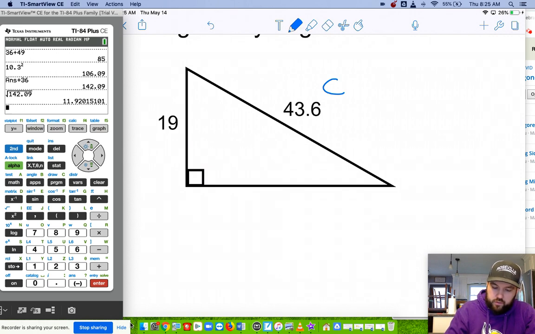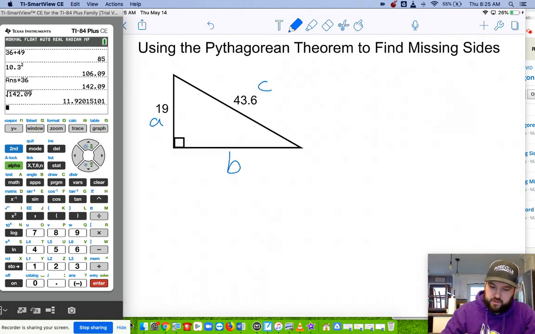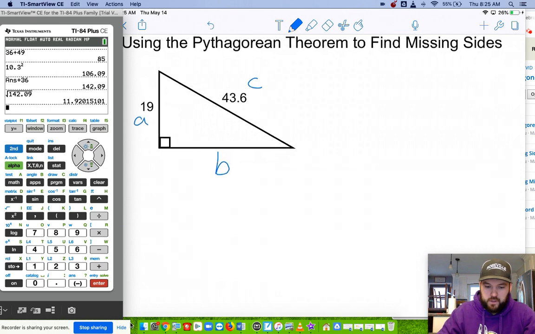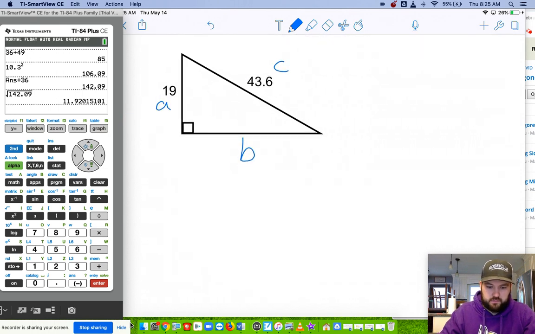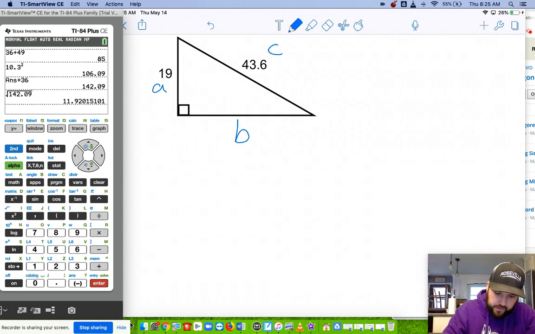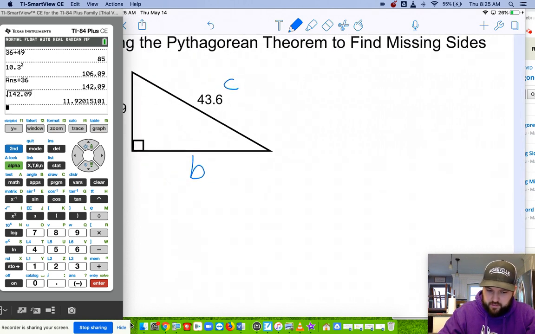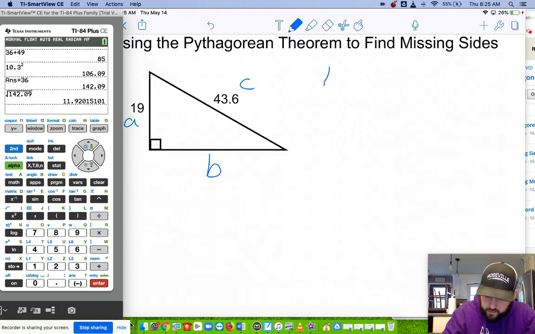I don't know which one's longer. Visually, it looks like the 19 is going to be the short leg, and then this is going to be the long leg, but these things are usually not to scale. So, all right, 19 is B. If I'm setting up my Pythagorean theorem, I have 19 squared plus b squared equals 43.5 squared.